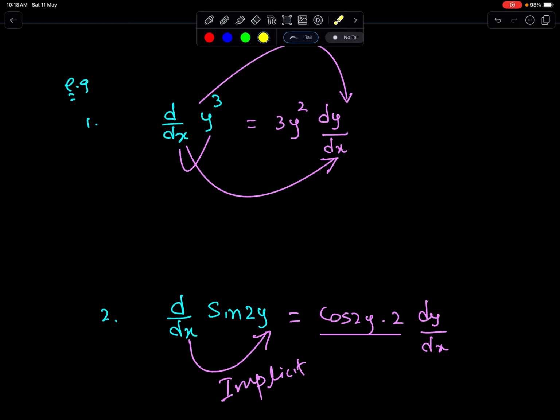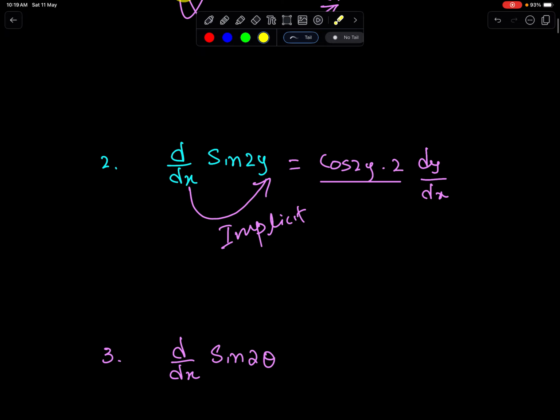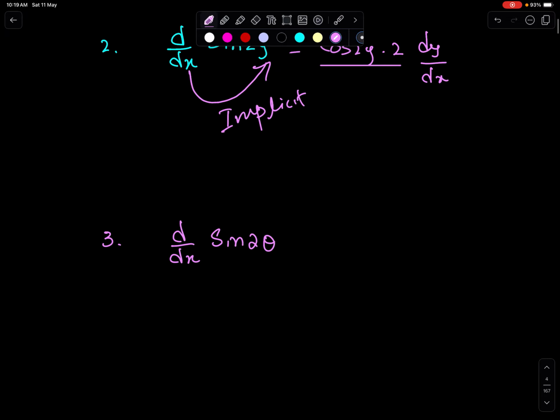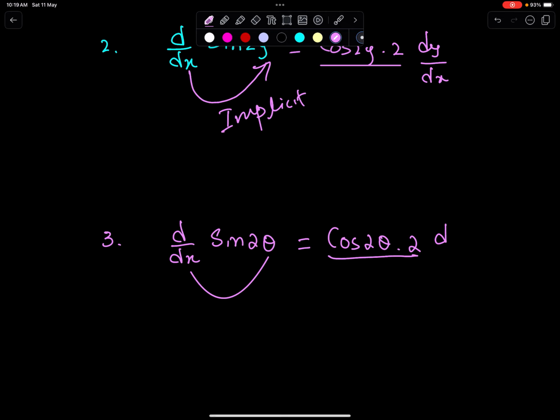Differentiation of y with respect to x, implicit. Now differentiation of theta with respect to x is also implicit, because implicit means differentiation of any variable with respect to x. So sine 2 theta will become cos 2 theta. 2 theta will become 2, and now we need to multiply this answer with the gradient of theta, which is d theta upon dx.